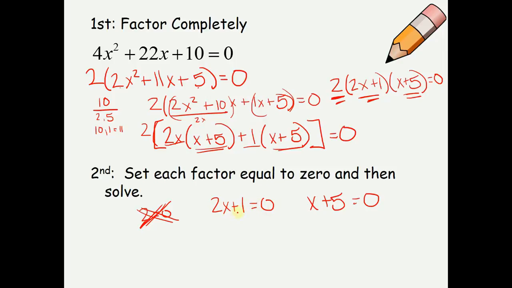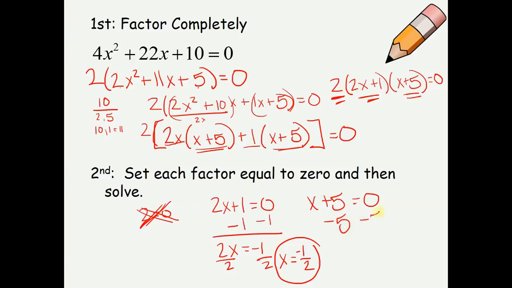Let's solve this factor equal to 0. Minus 1, divide by 2. So it looks like x has to equal -1/2. And also, if I solve this one, x has to equal -5. So those would be my 2 answers to my quadratic equation, my 2 solutions or roots, or x-intercepts once we start to graph them. They would be x equals negative 1/2 and x equals negative 5.